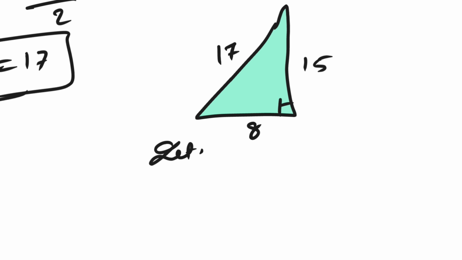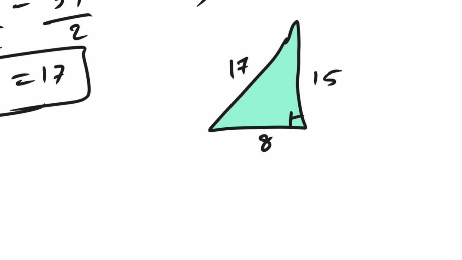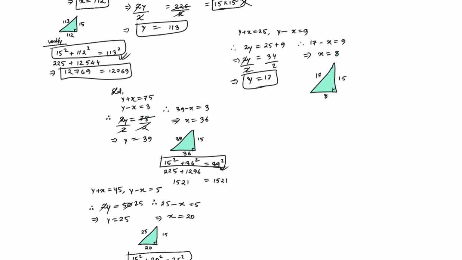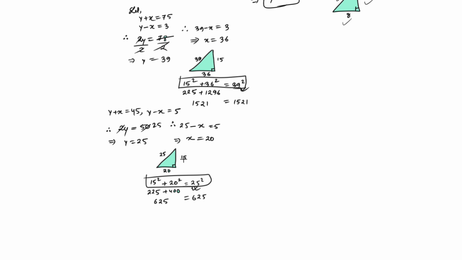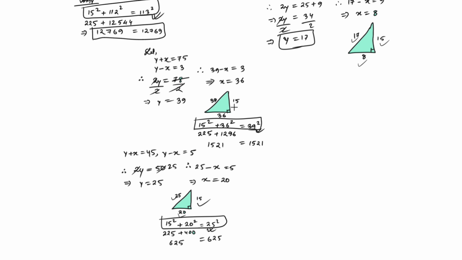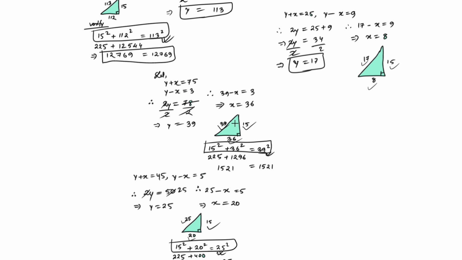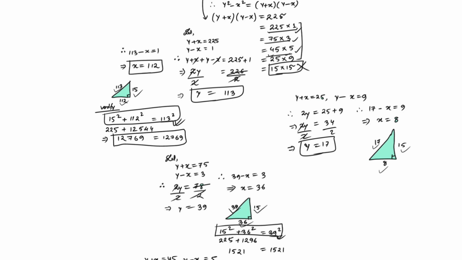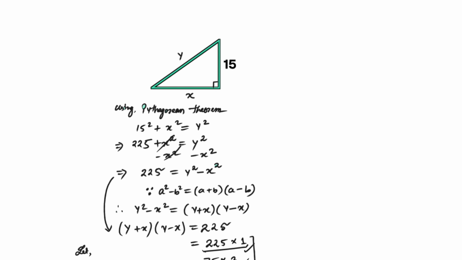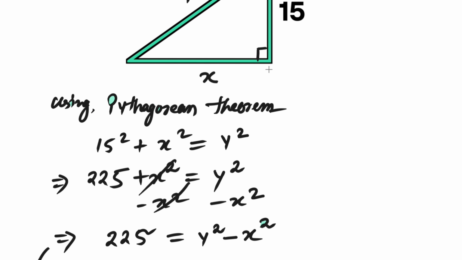Therefore, after checking every possible factor pair, we have found exactly 4 different right triangles whose side lengths are positive integers, and one of the legs has length 15. The 4 triangles are 8, 15, and 17; 15, 20, and 25; 15, 36, and 39; and 15, 112, and 113. Every one of these satisfies the Pythagorean theorem, and every side length is a positive integer.